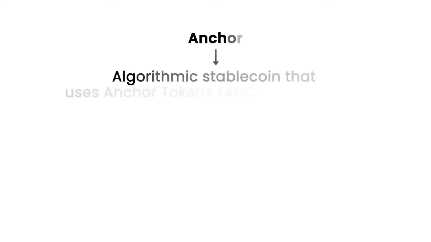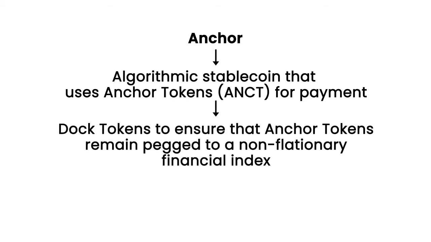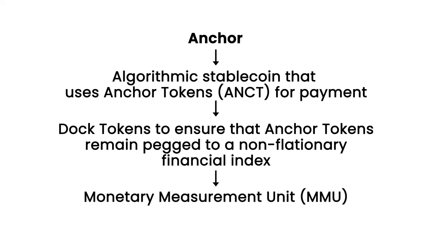of the ONT token. Anchor is an algorithmic stablecoin that uses Anchor tokens for payment and also DOC tokens to ensure that Anchor tokens remain pegged to a non-inflationary financial index called the Monetary Measurement Unit, or MMU, that represents growth of the global economy. It's interesting to note that DOC tokens cannot be used as a currency or transferred from one token holder to another, which is very similar to how credits work on the Accumulate protocol.